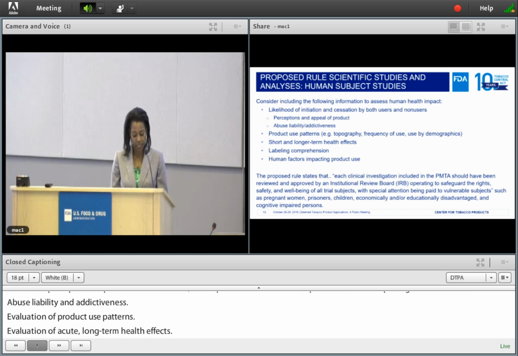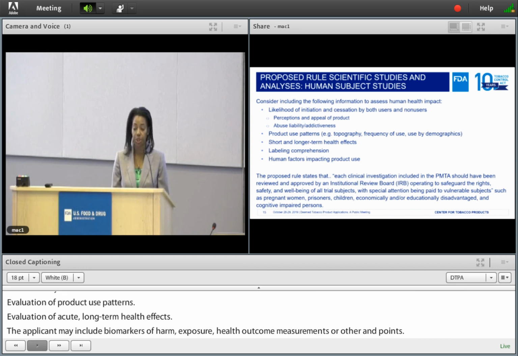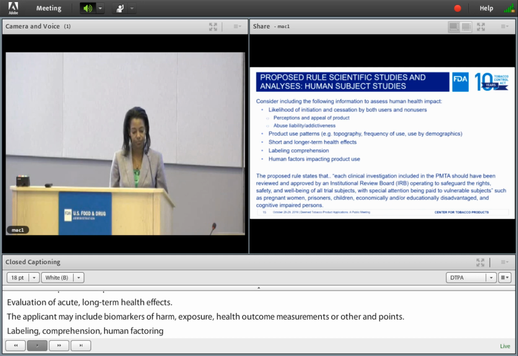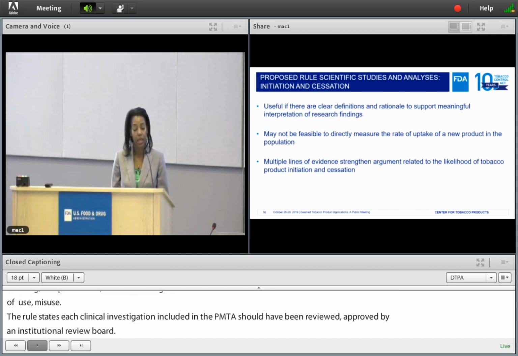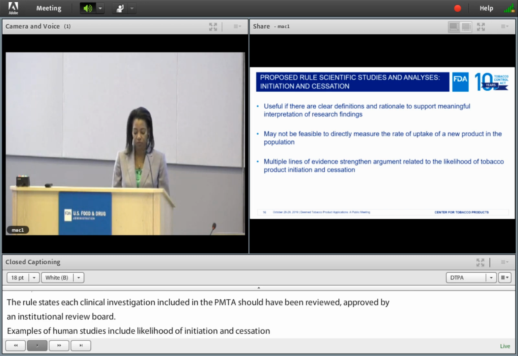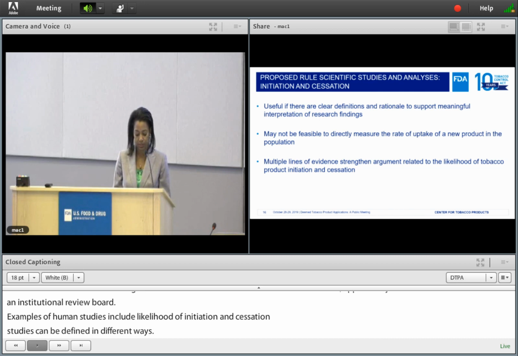The proposed rule states that each clinical investigation included in the PMTA should have been reviewed and approved by an institutional review board. Examples of human studies include likelihood of initiation and cessation studies, which can be defined in different ways. It is useful if clear definitions and rationale are provided for how they are being defined in any particular setting in order to support meaningful interpretation of research findings.